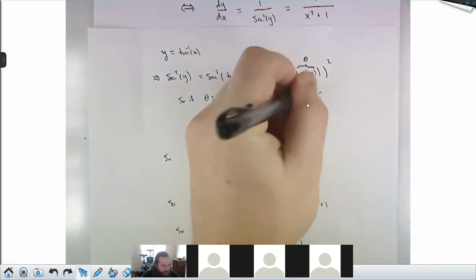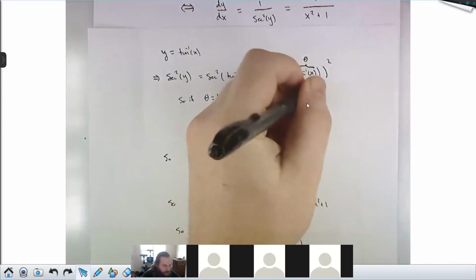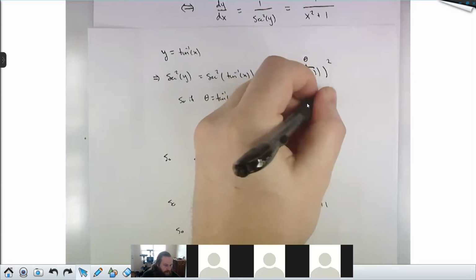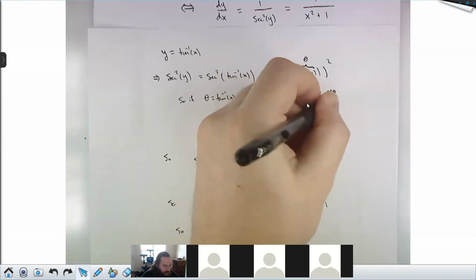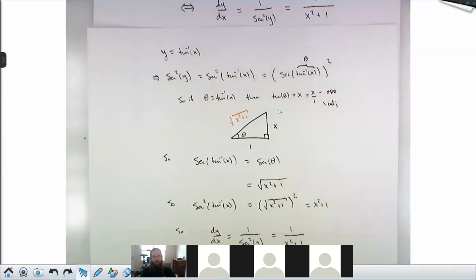I can think of x as x over 1, and then according to SOHCAHTOA, tangent is the opposite over the adjacent. So I draw a right triangle where the opposite is x and the adjacent is 1. And then I solve for the missing side. A squared plus b squared equals c squared. So this side, which is c, has to be the square root of a squared plus b squared, the square root of x squared plus 1.